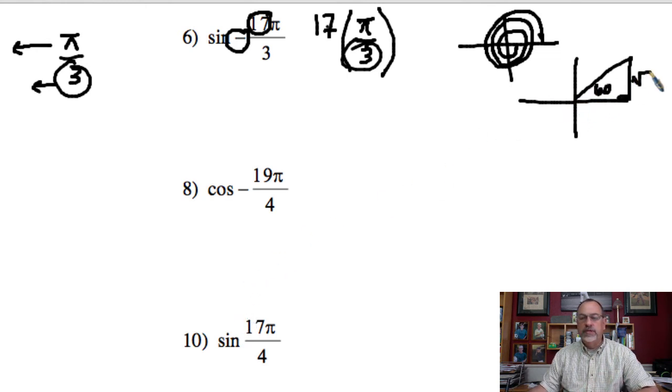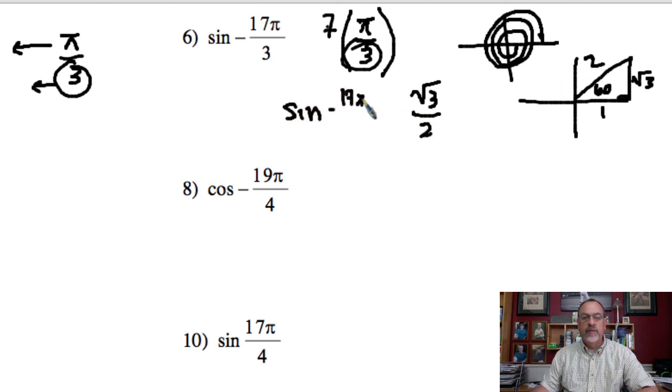So opposite the 60 is square root of 3, and it's up, so it's positive. This side is a 1, and it's to the right, so it's also positive, and this is a 2. So now all I have to do is write my ratio, and we're looking for the sine of this angle. The sine is the opposite side, radical 3, over the hypotenuse of 2. So the sine of a negative 17 pi over 3 angle is radical 3 over 2.